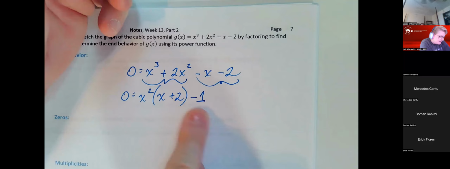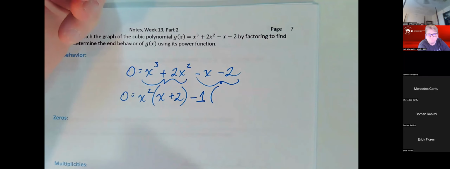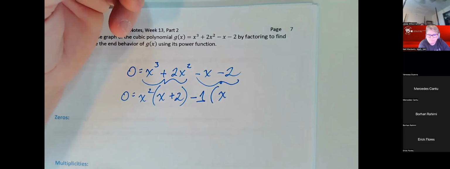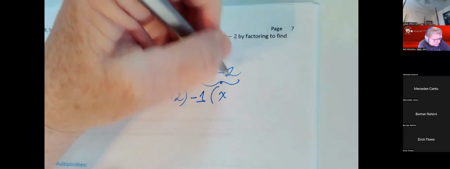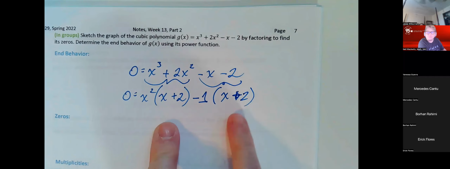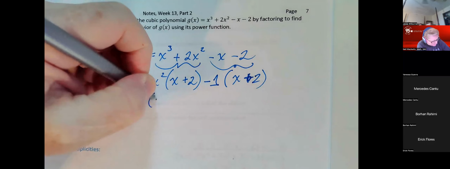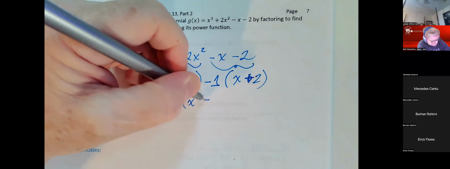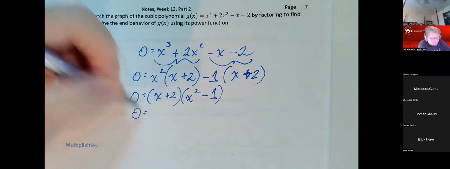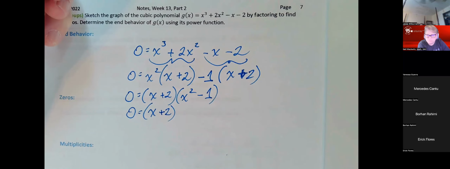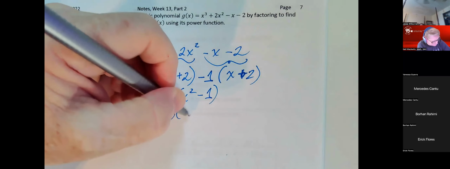Negative x divided by negative 1 is x. Good. Negative 2 divided by negative 1 is 1. Almost. How about 2? 2. Sorry. Okay, and now it matches. The remaining factor matches, so we're going to pull it up front. We're left with x squared minus 1. Can we keep factoring? Yes. And tell me how. x plus 1 and x minus 1.